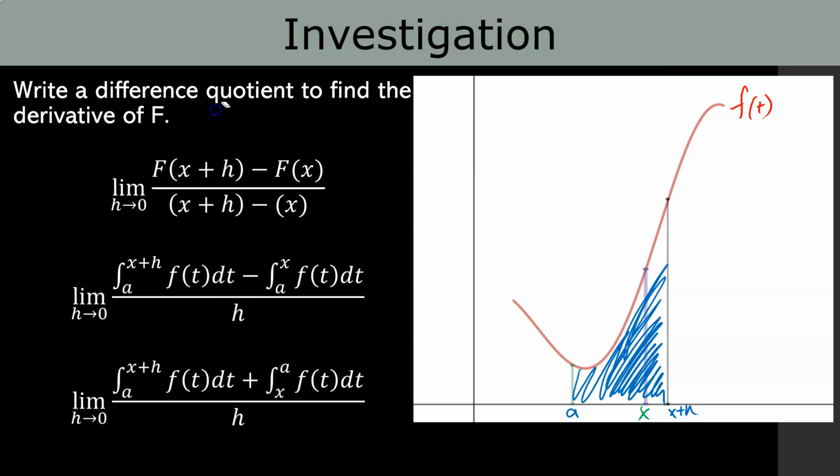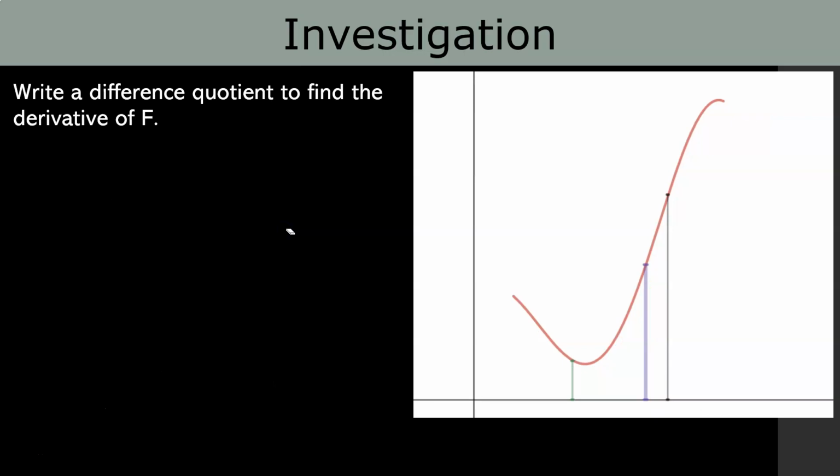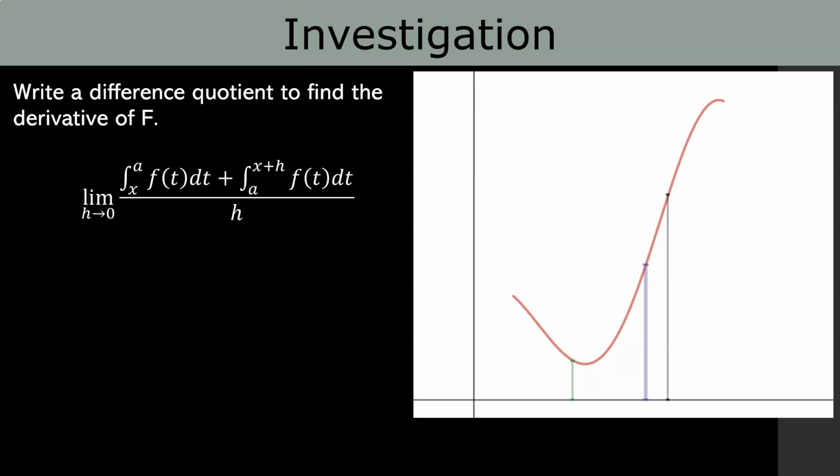And so what changed here? Well, the thing I pick out is this minus sign turned to a plus sign, but you'll also notice that these bounds of integration changed. Instead of minus the definite integral from a to x, we have plus the definite integral from x to a. If you don't see why that helps, let's rearrange. So now we'll write that second integral first, and we have the definite integral from x to a of f of t dt plus the definite integral from a to x plus h of f of t dt.